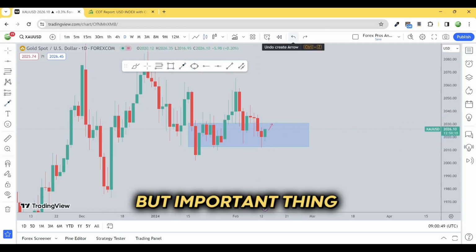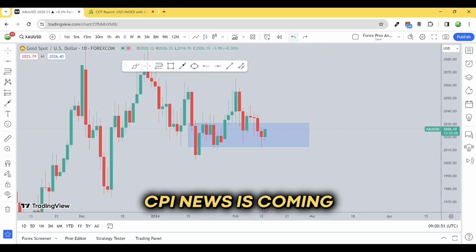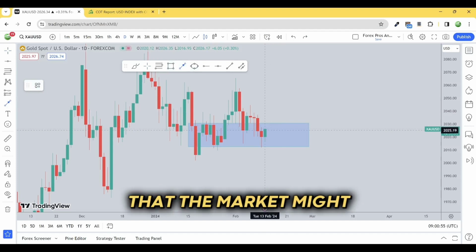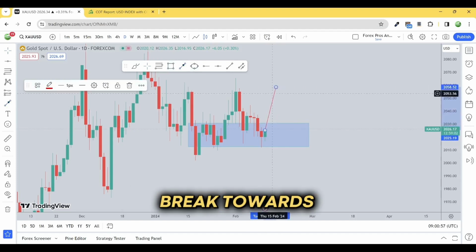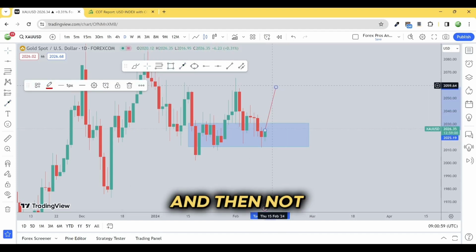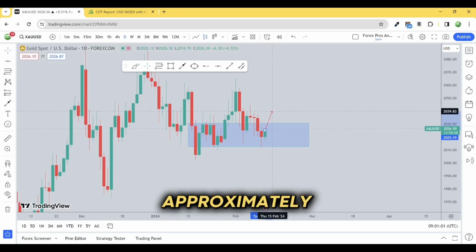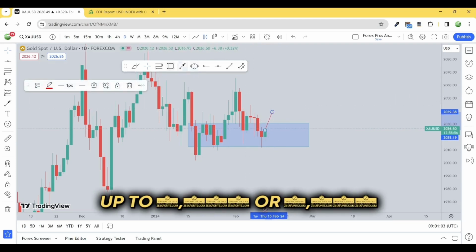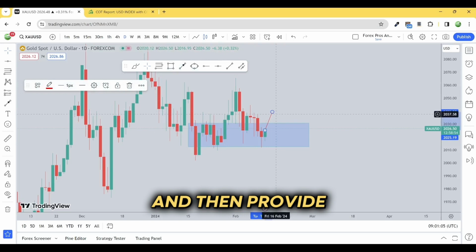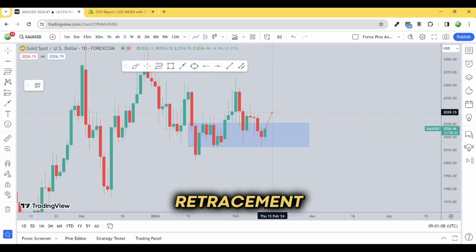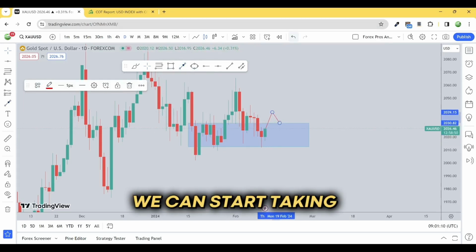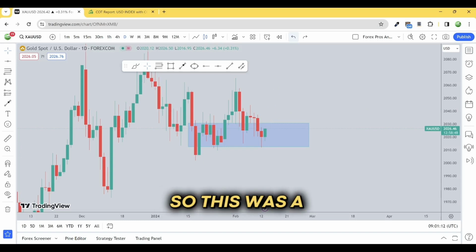But an important thing to consider is that today's CPI news is coming. So based on the CPI, there is a possibility that the market might break towards the upside, and then not that much high, approximately up to 2039 or 2040, and then provide us a retracement from where we can start taking the buy trades. So this was a long-term analysis.